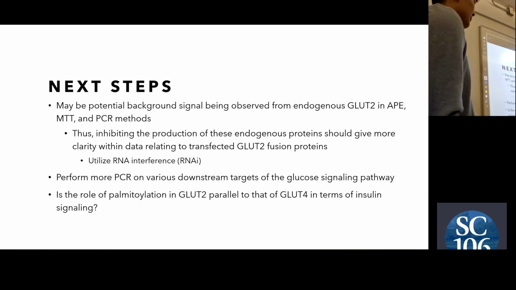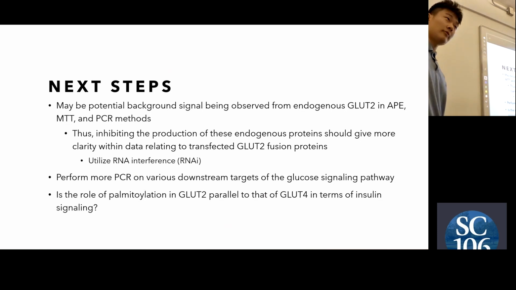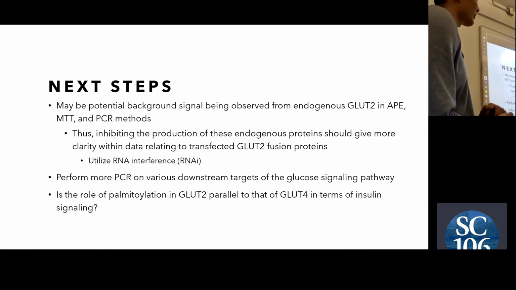And we could also perform more PCR on various downstream targets of the glucose signaling pathway to determine how they affect gene expression. Another thing is that perhaps the insulin signaling pathway could also be looked at, because GLUT4 internalizes with palmitoylation, and GLUT4 is related to insulin signaling in that way. GLUT2 is also recruited to the lipid raft to become internalized with the insulin receptor as well, so maybe palmitoylation has a role to do with that.